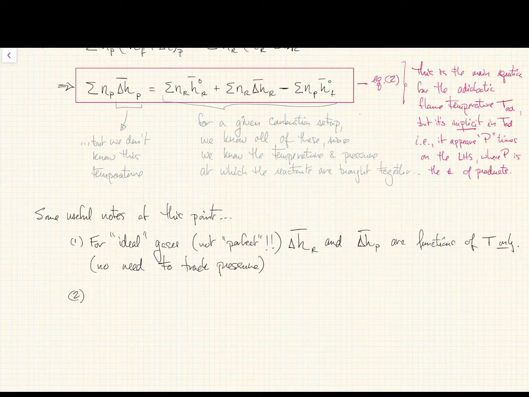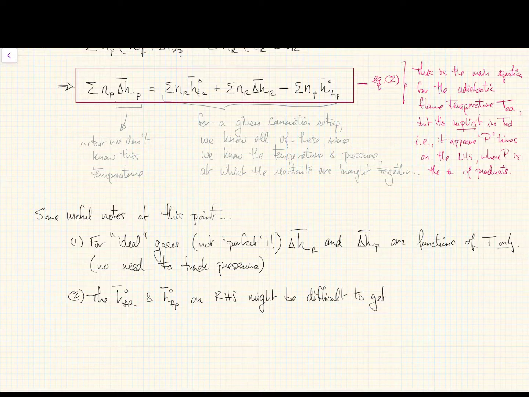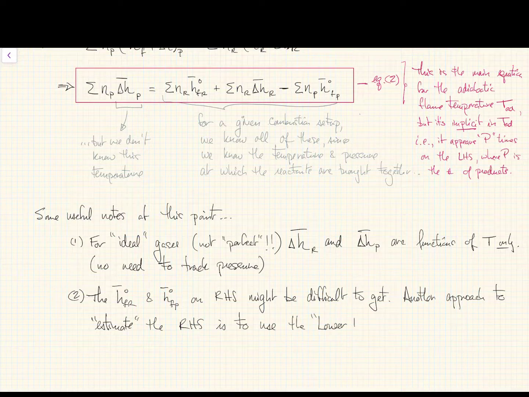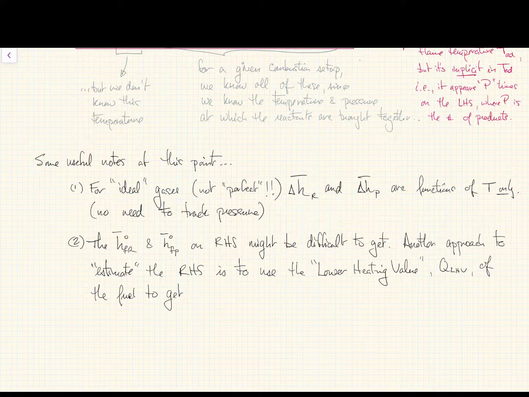The enthalpies of formation of the products and the reactants on the right-hand side might be hard to get for some combustion process that we have. A relatively easier way to figure out the right-hand side is to use what's known as the lower heating value, Q_LHV, of the fuels that we're dealing with, which tells us how much energy is released per unit mass of fuel burnt. That's a very good approximation for the right-hand side of that equation, and in practical terms, we often use this.